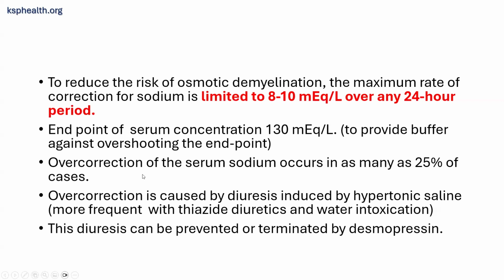The overcorrection is not because you give 3%. What happens is that when you give hypertonic saline, it causes diuresis. It's hyperosmotic, and it causes diuresis. As a result, serum sodium goes up. It's more frequent in patients who had thiazide diuretic-associated hyponatremia. This diuresis can be prevented or terminated by desmopressin.